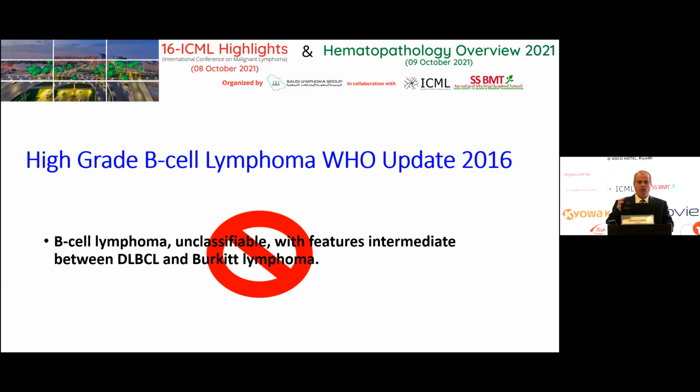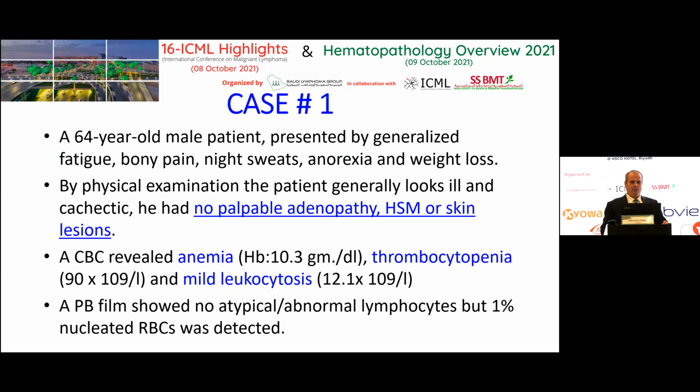Okay, now the category which was called B-cell lymphoma unclassifiable with features between diffuse large B-cell lymphoma and Burkitt lymphoma no longer exists. It is now high-grade B-cell lymphoma. Okay, we start with a couple of cases: how high-grade B-cell lymphoma is presented, how to diagnose, what is the diagnostic channel.